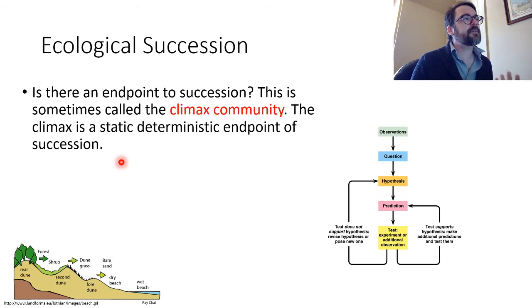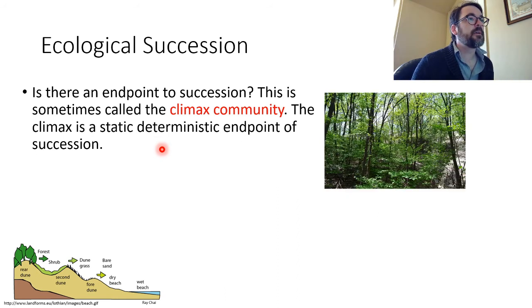And so you might ask yourself, is there an endpoint to succession? Sometimes this is called the climax community, and actually Clements was a big advocate of the climax community. It's a static, deterministic endpoint of succession, right? So in the sand dunes, like I said, if we take a walk up to that oak dune that was in the back of the picture, it looks something like this. You can still see sand on the ground, but there's much more soil and it's dominated by oak trees.